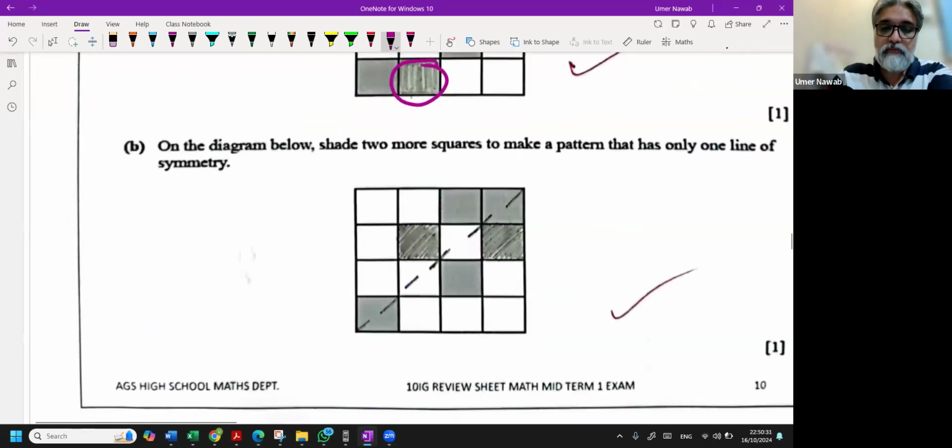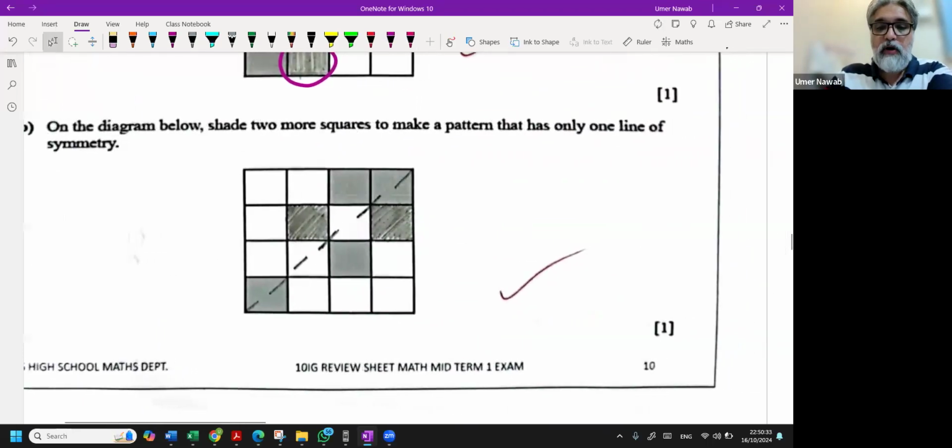Next, I want to shade two squares so that it has one line of symmetry. Guys, it's a square. Be careful. This is the line of symmetry. So this and this, this and this, and this and this. That's why this line of symmetry will work with you. Done.